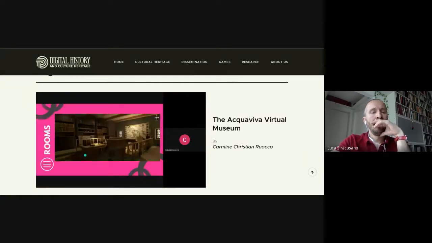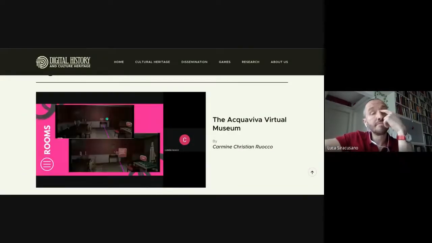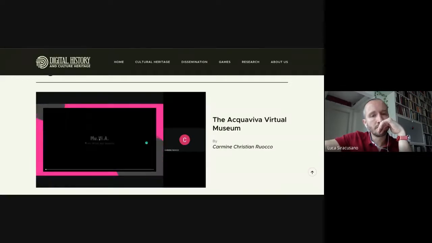This is an example of a room in classic mode visualization. You can select a caption by pointer and get extra digital content. Now, let me show a short video of the work done so far.